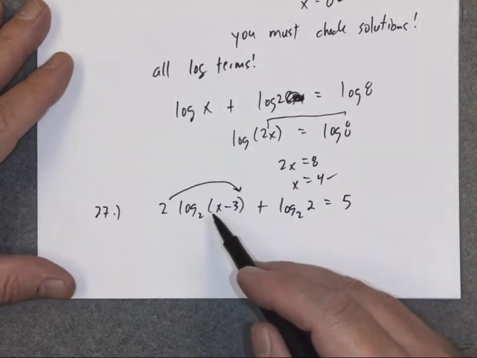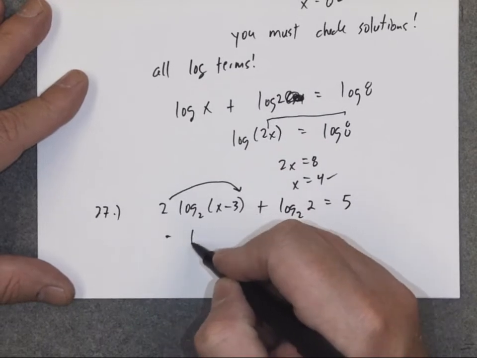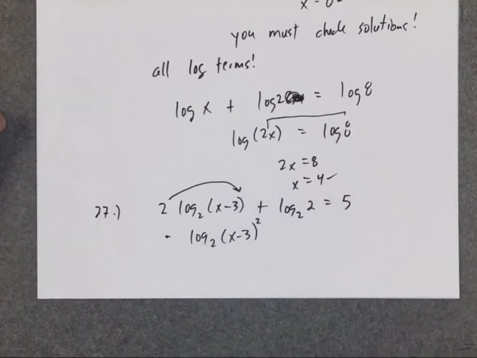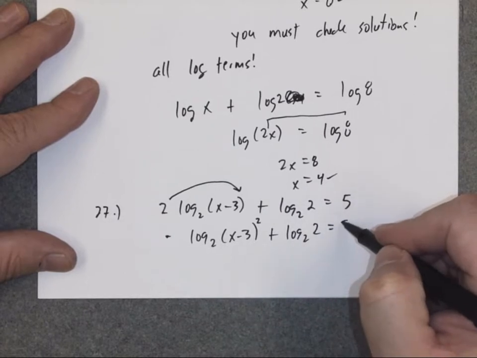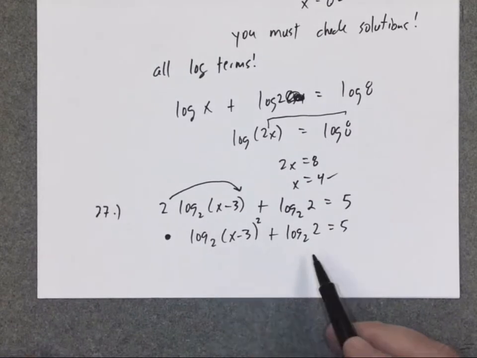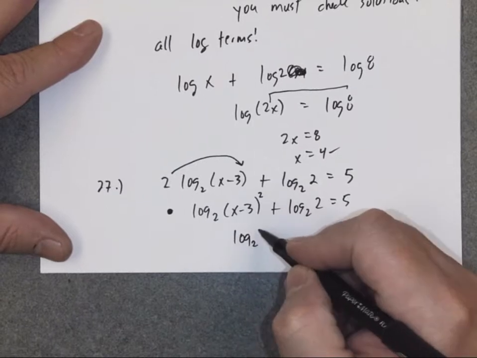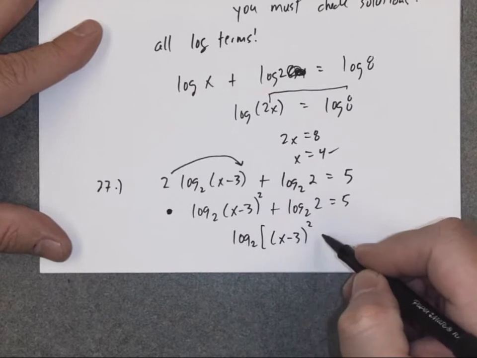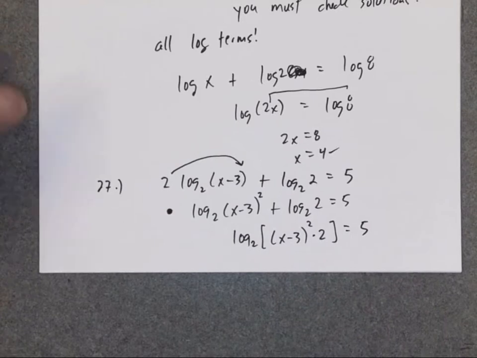Now inside this log is x minus 3 in parentheses. That whole parentheses gets squared. Now I can combine these into one log term. Since they're added together, I'm going to take x minus 3 squared times 2.